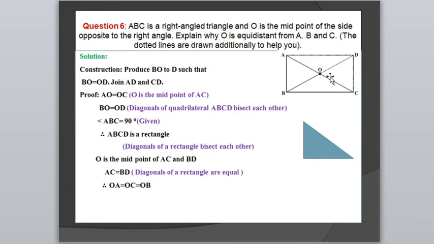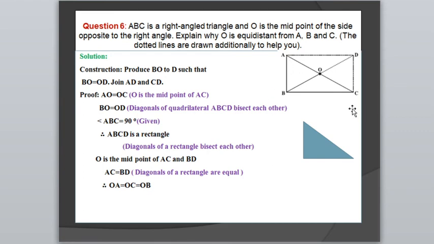So we can say it is a rectangle, because here we have extended the lines A to D and C to D in such a manner that AB is equal to CD and AD is equal to BC, and we know that in a rectangle opposite sides are equal, each angle is 90 degrees and the diagonals bisect each other. So O is the midpoint of AC and BD. Here we can say that O is the midpoint of both diagonals AC and BD. Therefore AC is equal to BD.